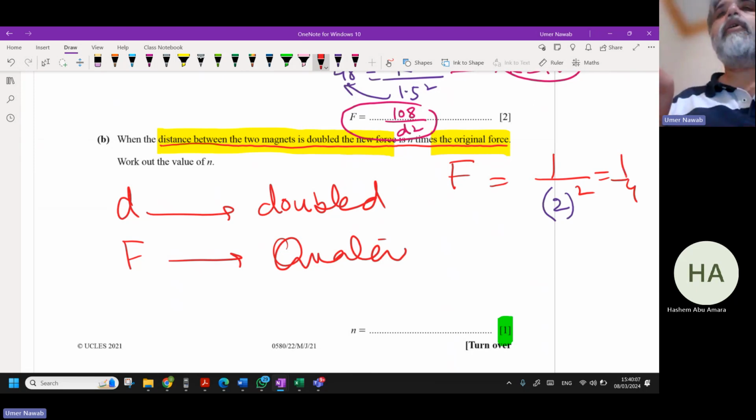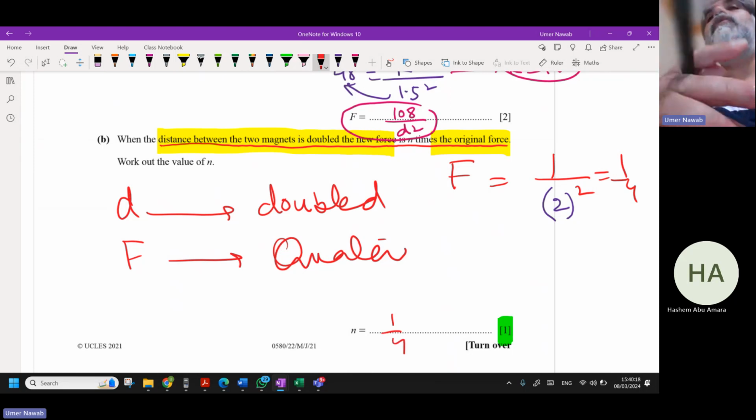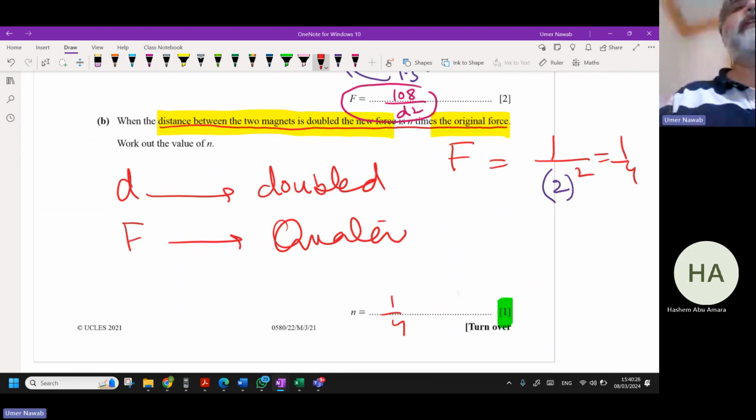So basically your n, your value, will be a quarter of that. So it is 1/4. The new force will be reduced 4 times, I mean it will be reduced to a quarter. That's the idea behind the question. So I hope it is clear to you guys.